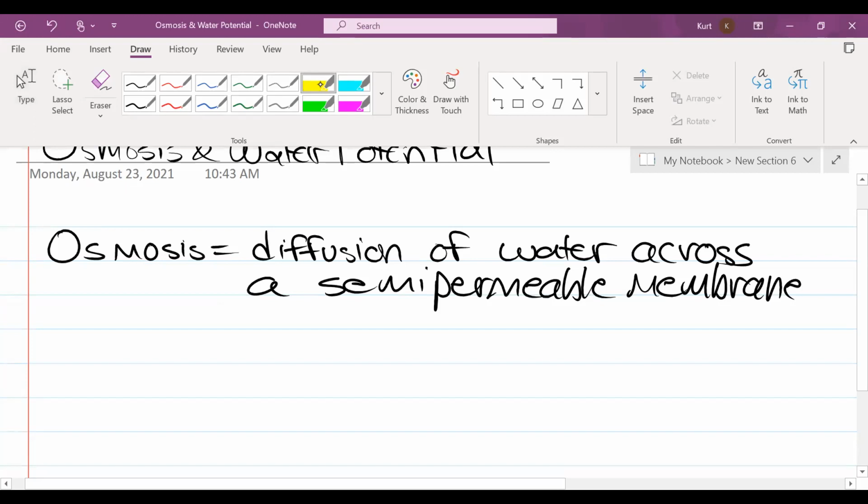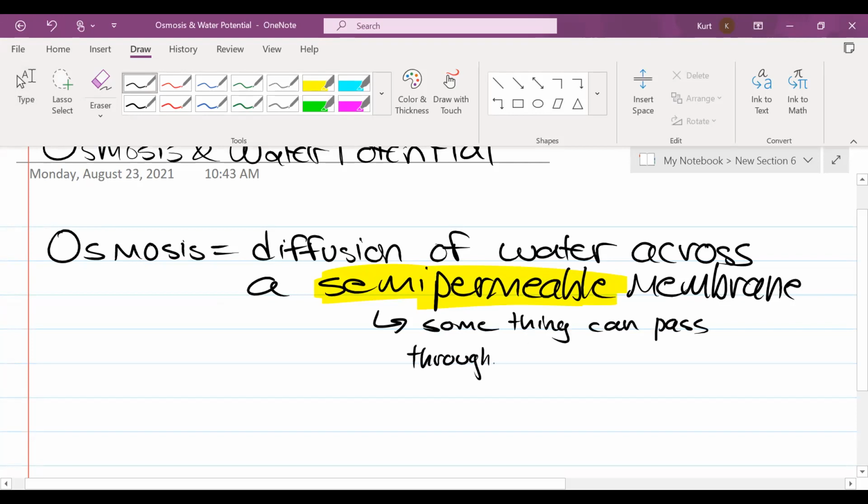Now, a semi-permeable membrane basically means some things can pass through, others cannot. I thought of a really good example that I have seen on the AP exam. Imagine there is a semi-permeable membrane that is polar. Can water go through it? Yeah. There's a semi-permeable membrane that is non-polar. Can water go through it? Good.